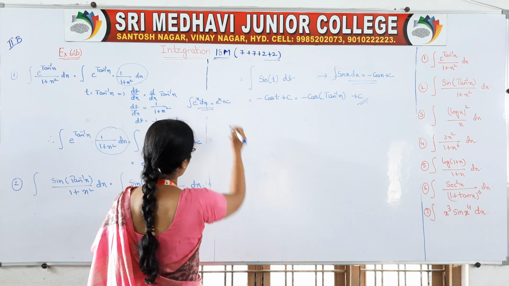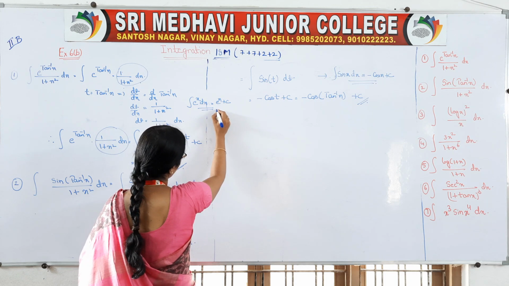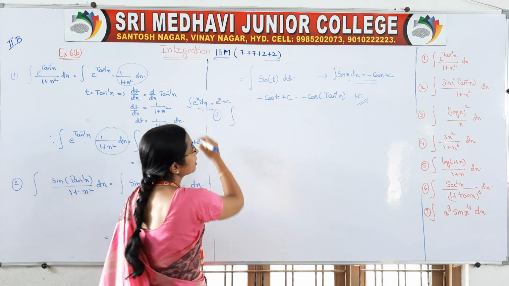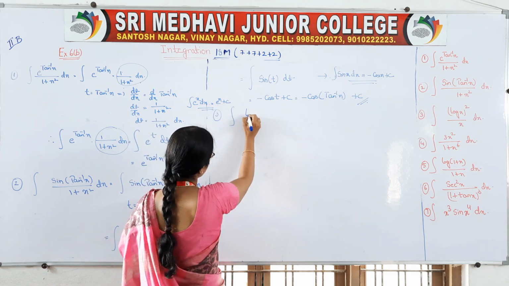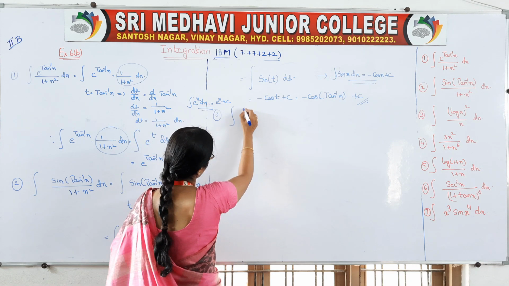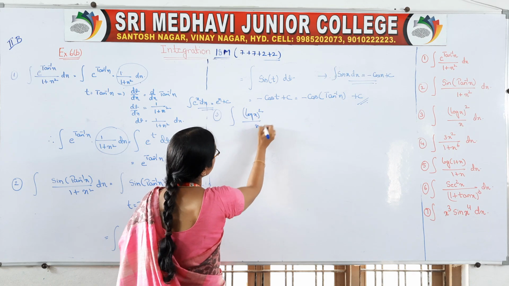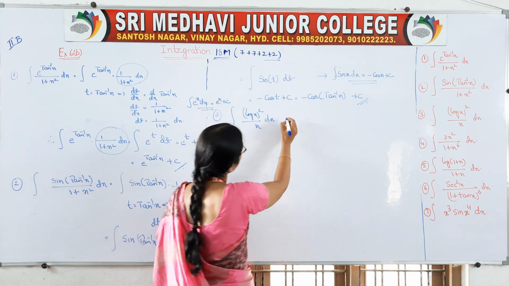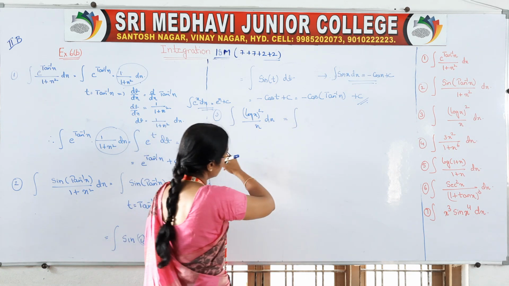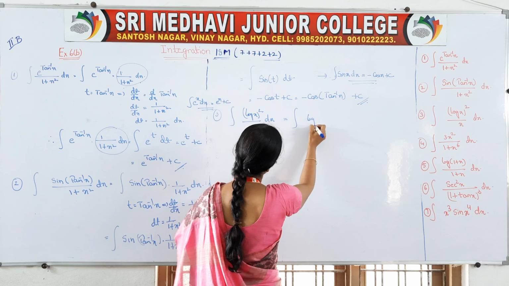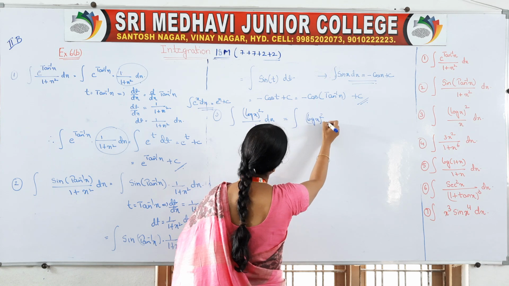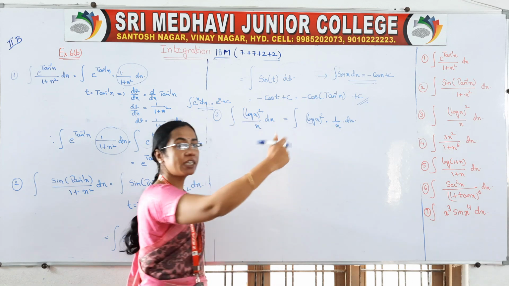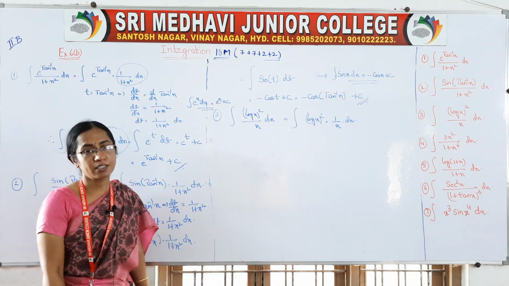Okay, so now come to the third question. What is your third question? Evaluate integral of (log x) whole square by x into dx. So how can we write this problem? It is equal to integral of (log x) whole square into 1 by x dx. Can we write? Definitely we can write it as a multiplication, isn't it?